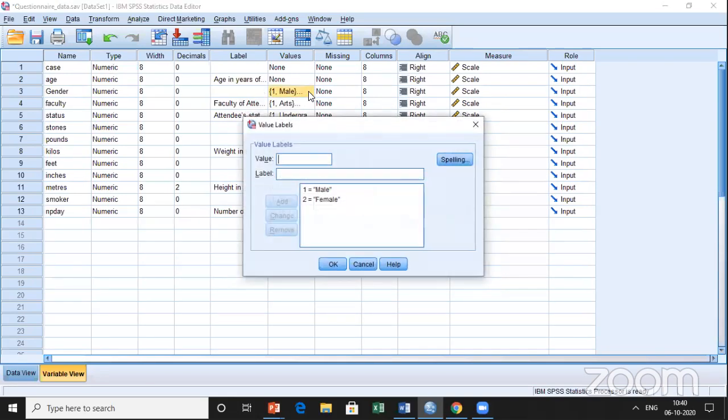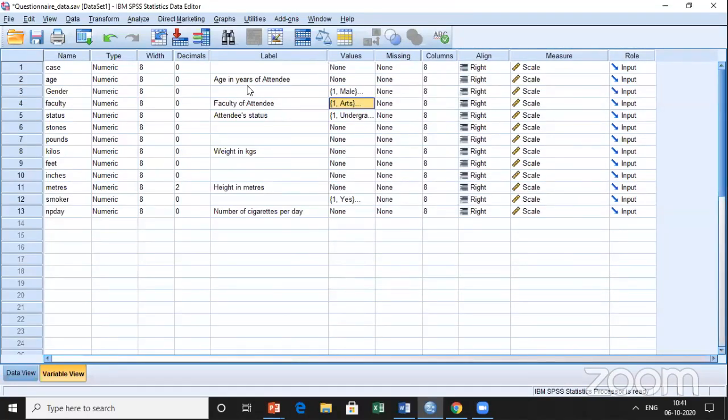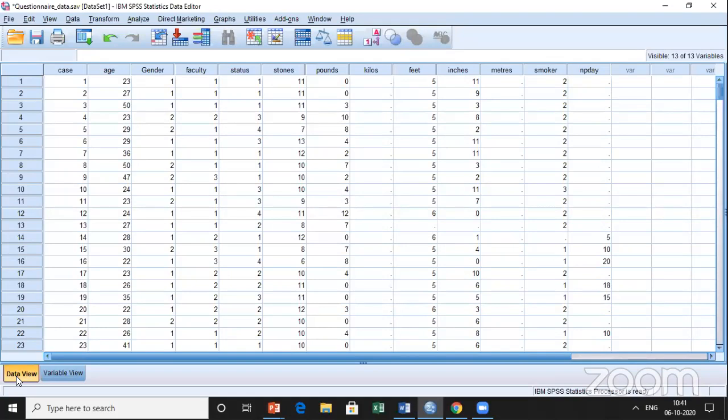And then here, this is the decoding which we do. 1 is male and 2 is female; here in value, just give it and then label it. That is how you do that. And then here also, you just take 1 is arts, 2 is science, 3 is medicine, and okay. So this is how you can do that as well. And then this is the labeling. That is normally the question. So you say age in years of attendee is given, faculty of attendee, attendee status, weight in kgs, and height in meters, etc. So this is what you have here. So what sort of data is it?